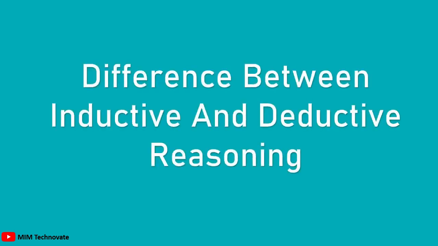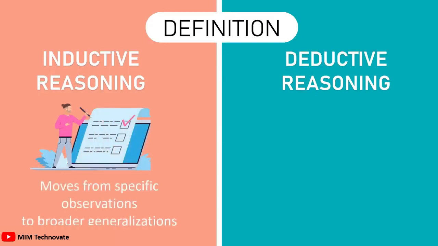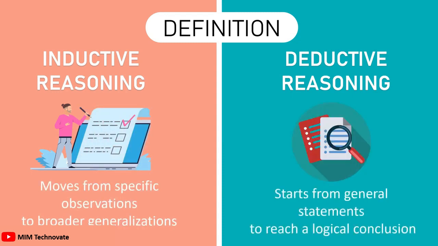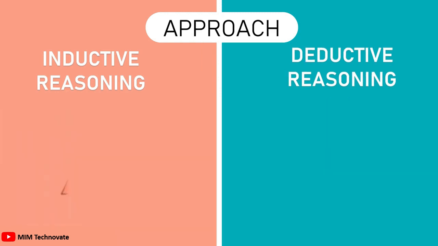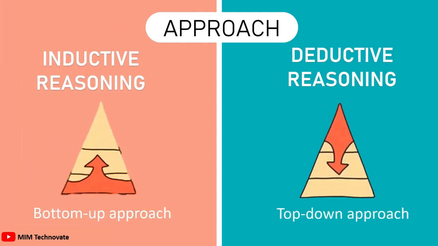Difference between inductive and deductive reasoning. Definition. Inductive reasoning is a process of reasoning that moves from specific observation to broader generalizations, whereas deductive reasoning is the process of reasoning that starts from general statements to reach a logical conclusion. Approach. Inductive reasoning uses a bottom-up approach, while deductive reasoning uses a top-down approach.